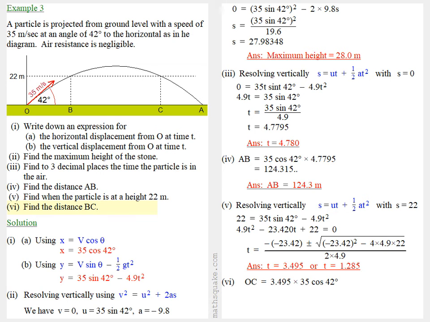Well, the distance OC is the time times the horizontal speed, so that's 3.495 times 35 cos 42, which is equal to 90.90 metres, and OB is the time 1.285 times 35 cos 42, which is 33.42 metres. So if we subtract, we get BC is equal to 57.48 metres, so we can round that off. Our answer is BC is 57.5 metres.